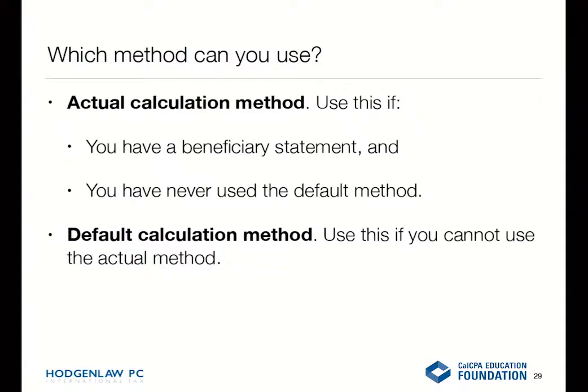So when you're looking at what method can you use, like I said a minute ago, you don't really have free choice here. The actual calculation method, which is the preferred method, you can only use this if you get a foreign non-grantor trust beneficiary statement and if you've never used the default method for that trust in the past. The default method, you're stuck with this if you don't meet the criteria to use the actual method.